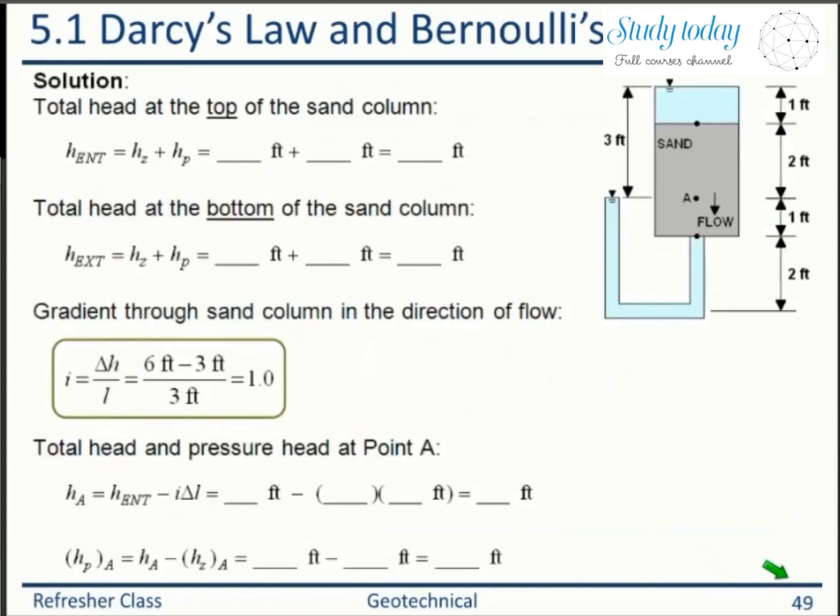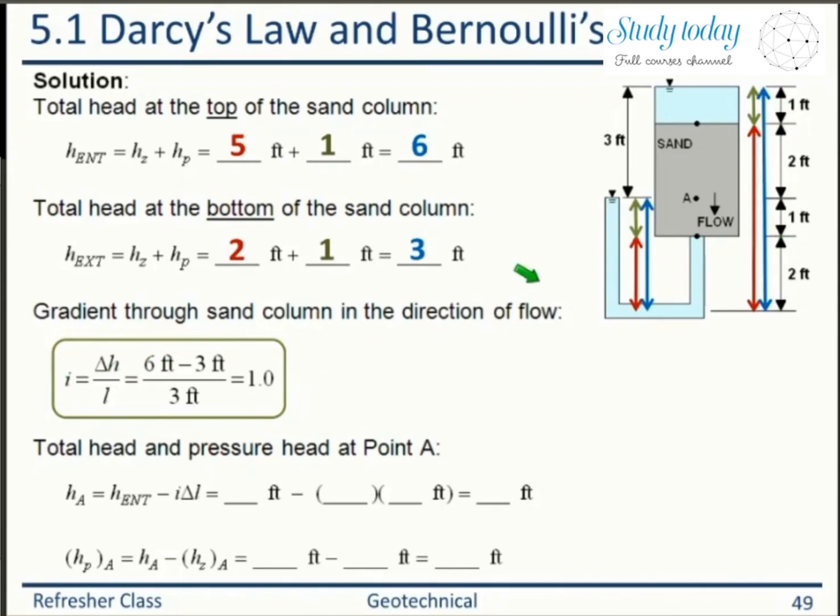If you want to play with the numbers, same problem, right? Your flow is from top to bottom. So at the top, elevation head is 5, pressure head is 1, total head is 6. See? At the bottom, elevation head is 2, pressure head is 1, total head is 3. So your hydraulic gradient i is 6 minus 3, the difference, divided by the length 3, which is 1.